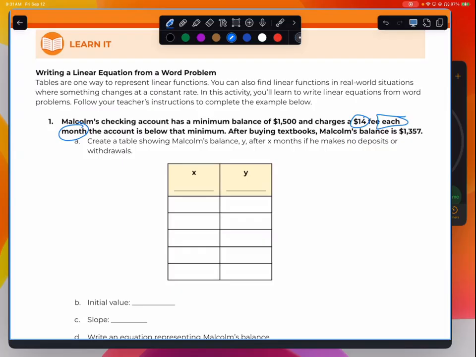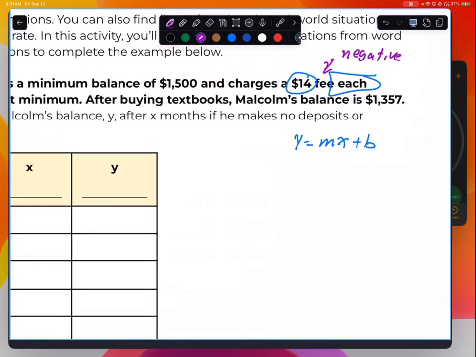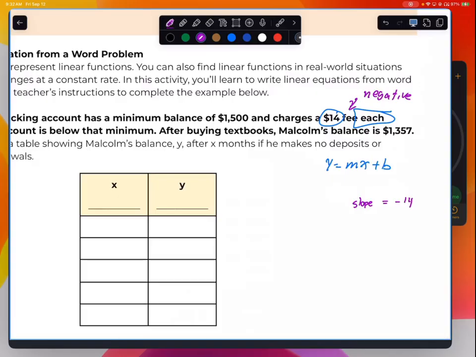So that $14 is going to represent our what in the equation. Remember, we have our y equals mx plus b. What does that $14 going to represent in this problem? Is that our initial? It's our rate of change. Is it positive or negative? Negative. Fees are negative. Okay? Fees are negative, so that means our slope is going to be negative 14. Okay? How much do we currently have in our account?